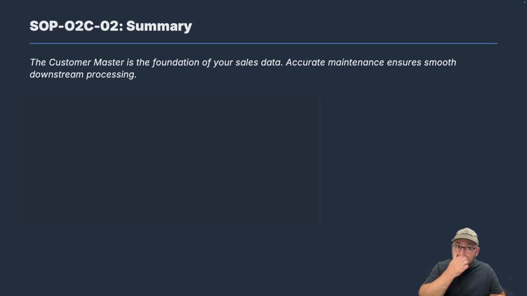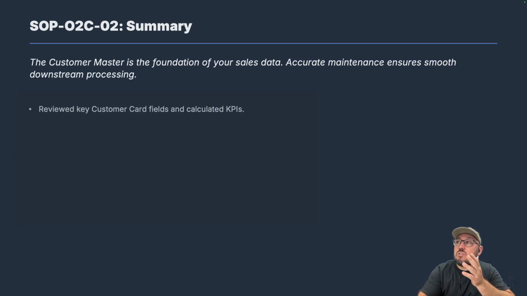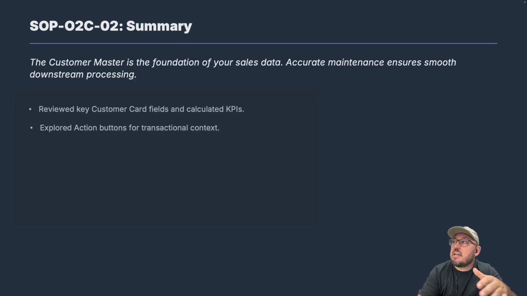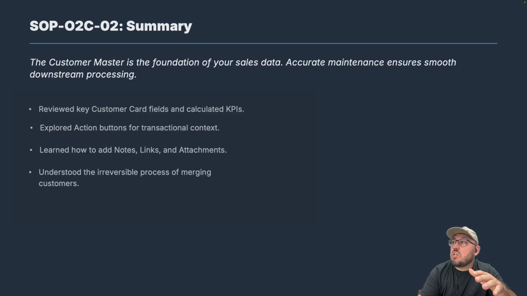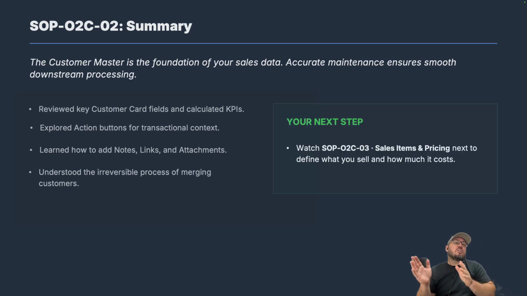So really what we're talking about here is we've reviewed the customer card, the fields. You've got your KPIs there. We've explored the action buttons for transactional context, and we learned how to add notes, links, and attachments. You've understood the irreversible process of merging customers. So the reality is we're going to now go through the same process with the item card.